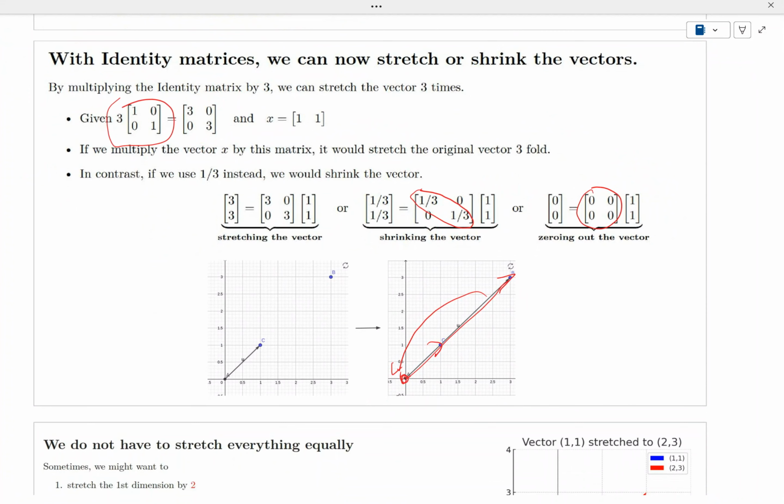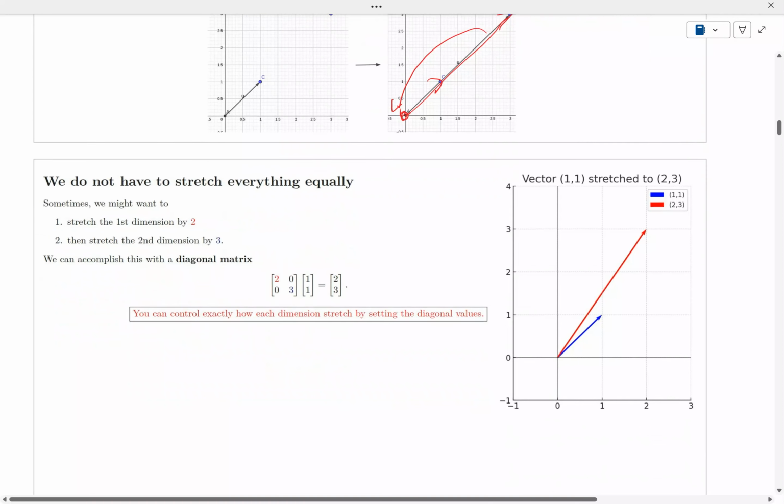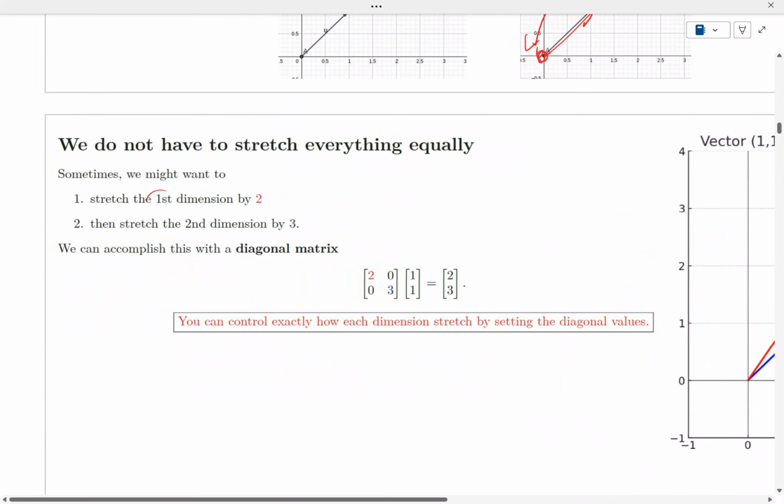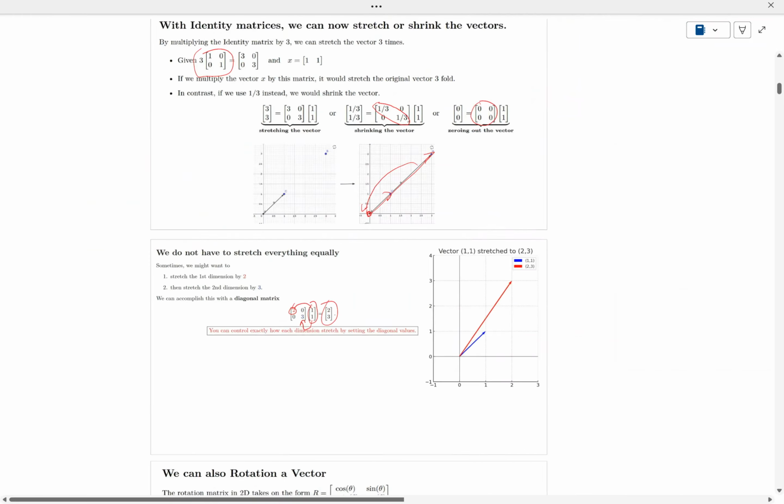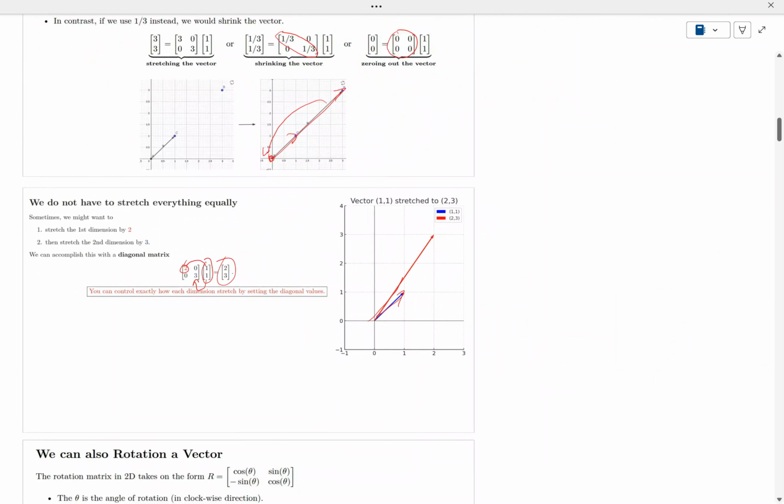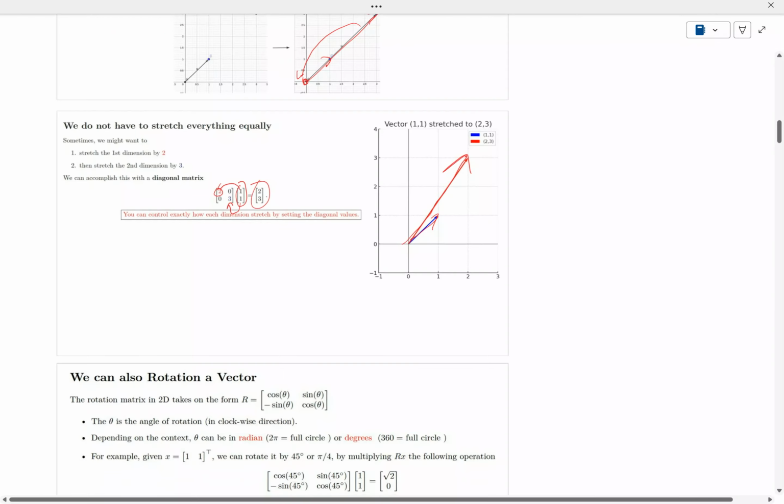But you don't actually have to stretch every dimension equally. For example, if you want to stretch the first dimension by 2 and the second dimension by 3, you can do that as well. Over here, notice how I started with 1, 1. I stretched the first dimension by 2 and the second dimension by 3. So you started from here and then stretched them differently. It's not just uniformly stretching them by the same number. You have control over how much you want to stretch in every direction.